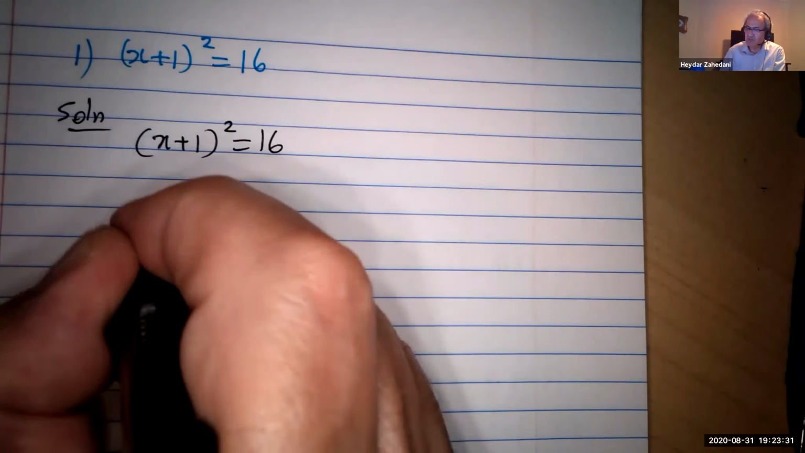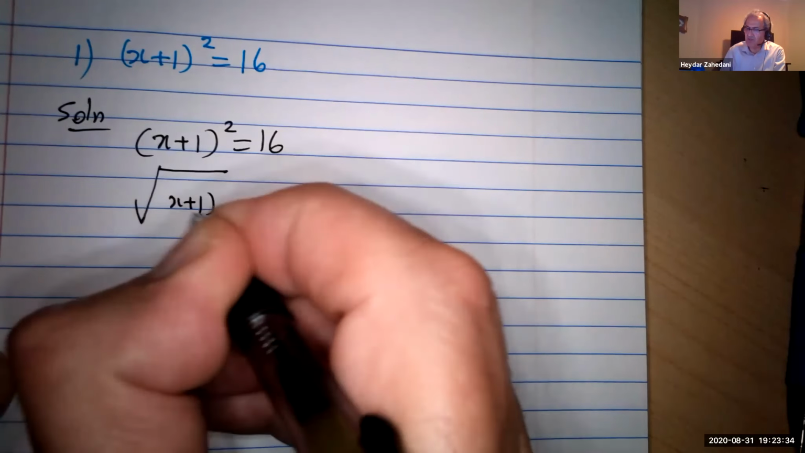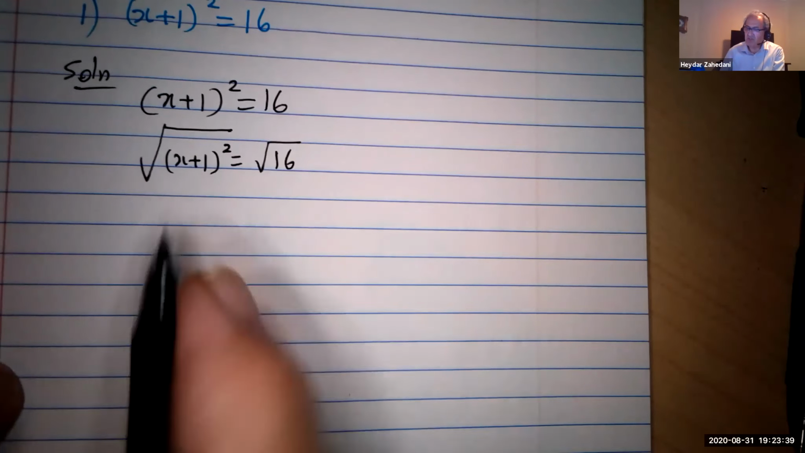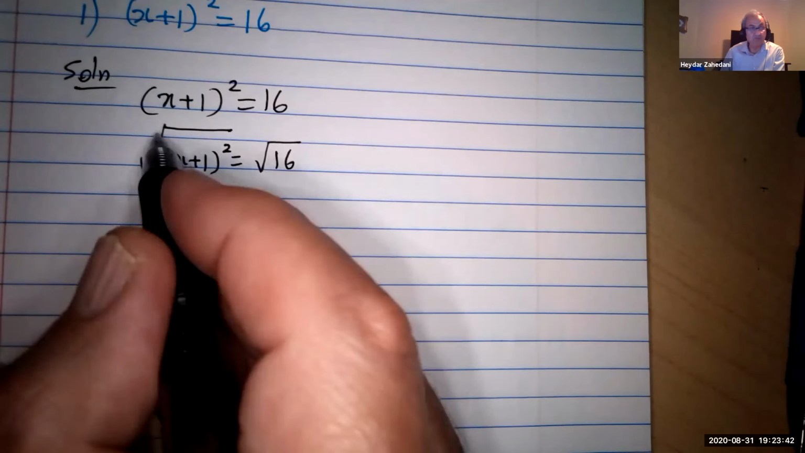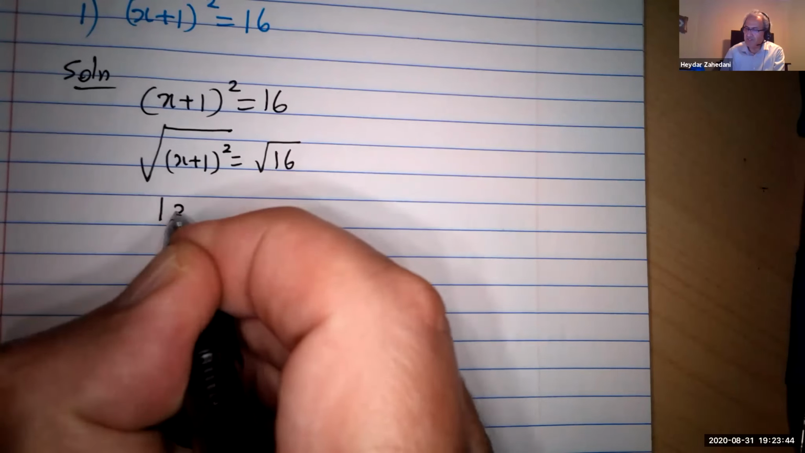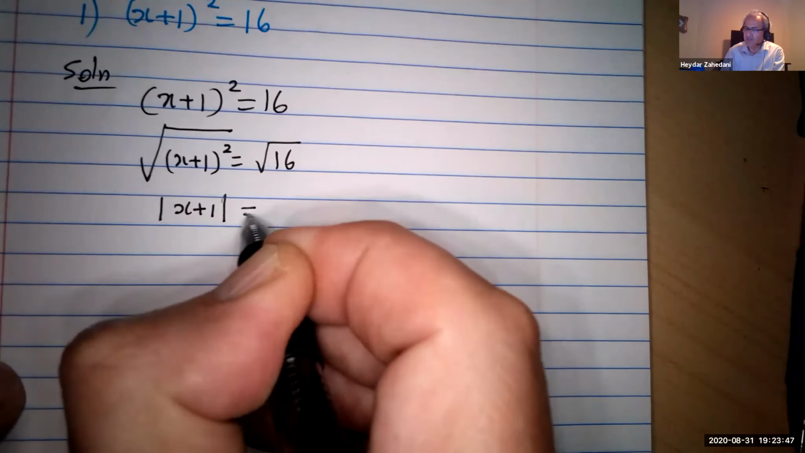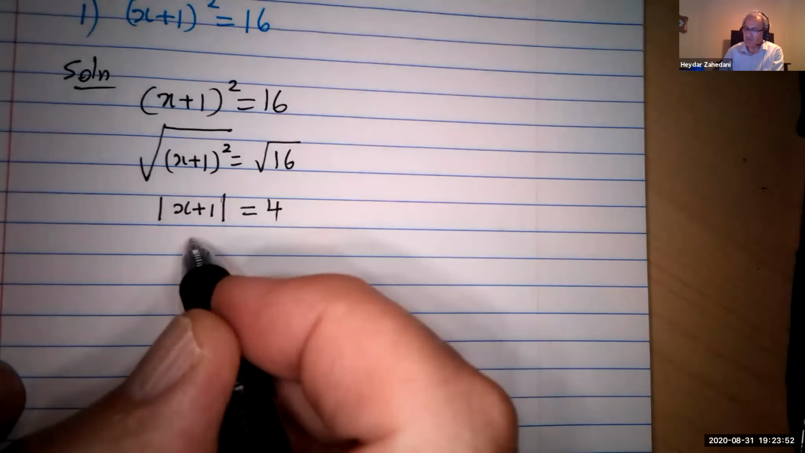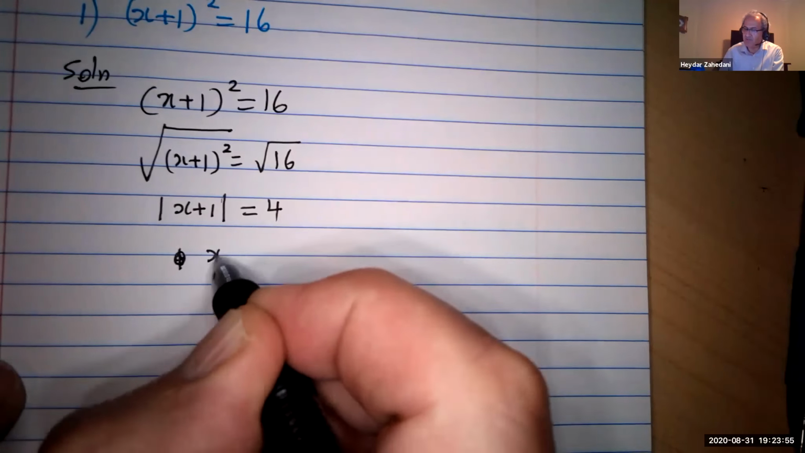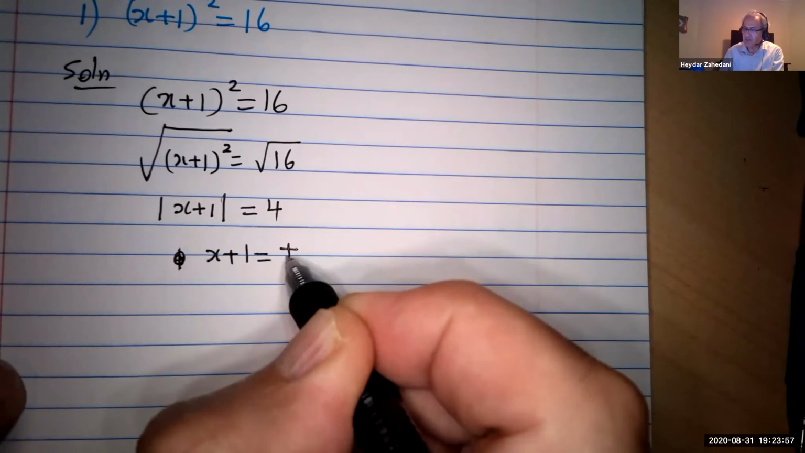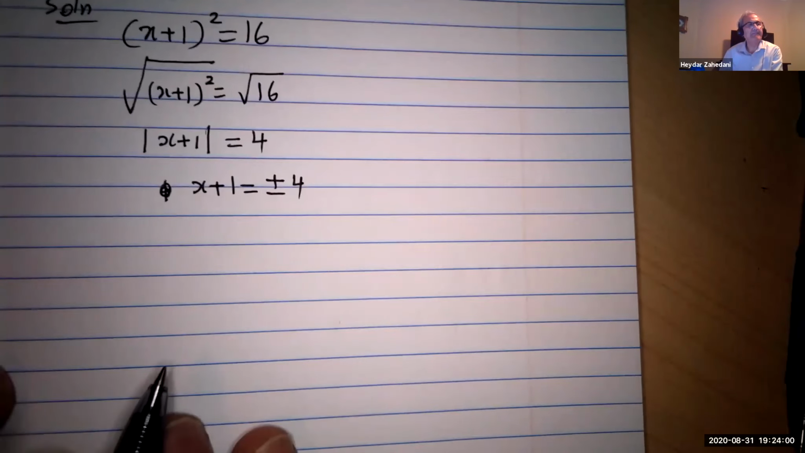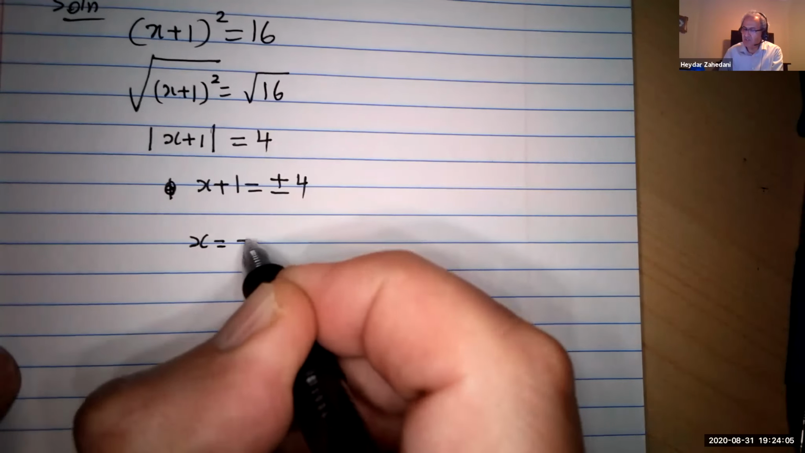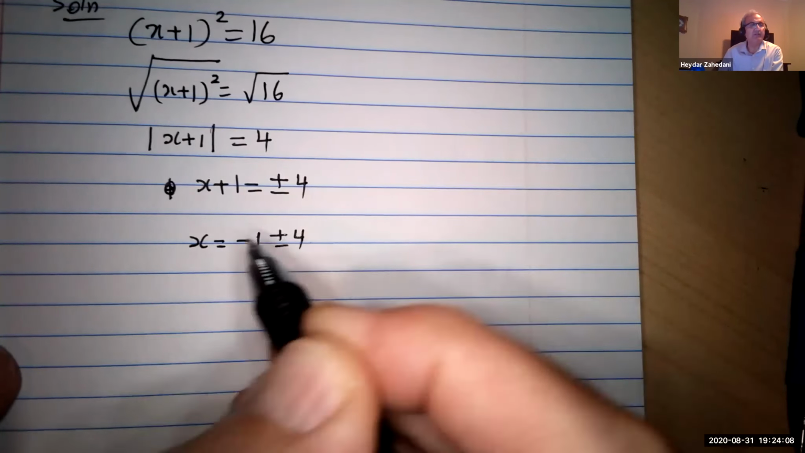I take the square root, so that gives me radical of x plus 1 all squared, and this is equal to radical 16. And as we talked about, you remove the square, but we have to pay for it. It's the absolute value of x plus 1, which is equal to 4. And the absolute value of x plus 1 equal to 4, you drop the absolute value, but the result would be positive negative 4. You have to solve for x, so you subtract 1, x equal to negative 1 plus or minus 4.